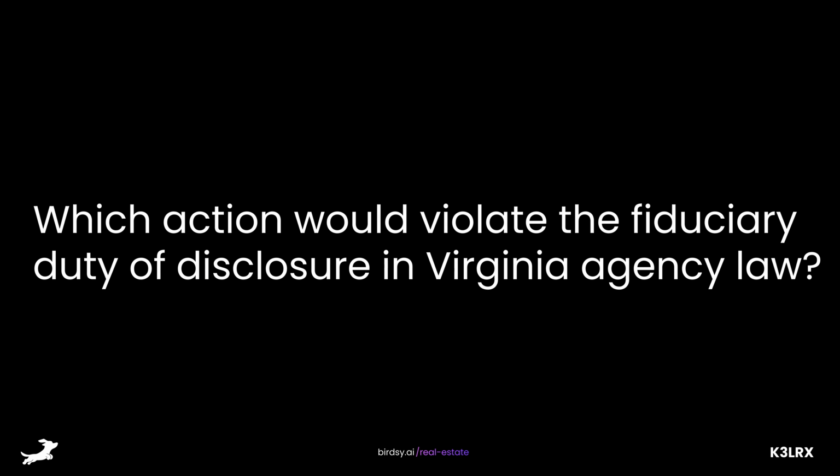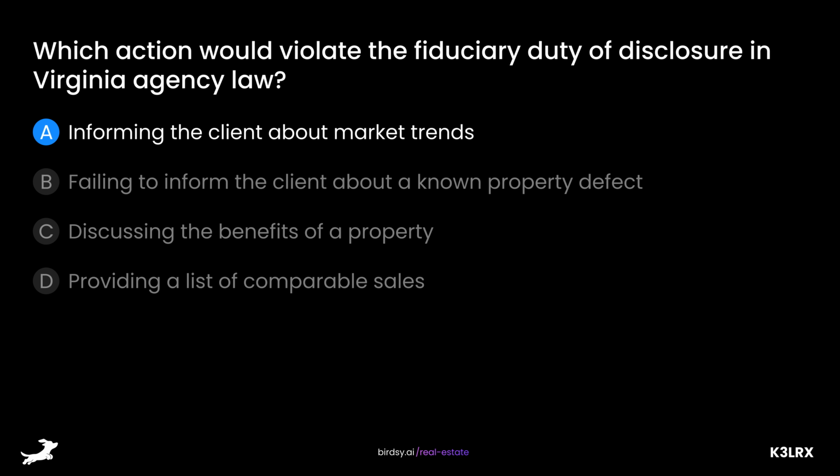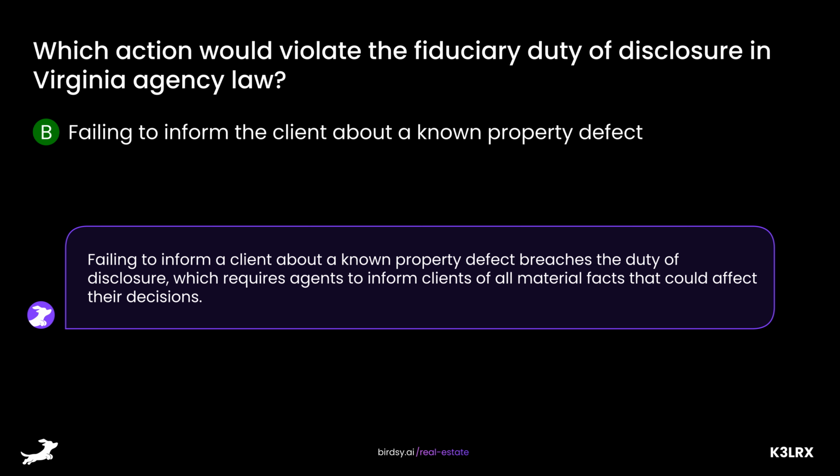Which action would violate the fiduciary duty of disclosure in Virginia agency law? Is it A, informing the client about market trends, B, failing to inform the client about a known property defect, C, discussing the benefits of a property, or D, providing a list of comparable sales? The answer is B, failing to inform the client about a known property defect. Failing to inform a client about a known property defect breaches the duty of disclosure, which requires agents to inform clients of all material facts that could affect their decisions.